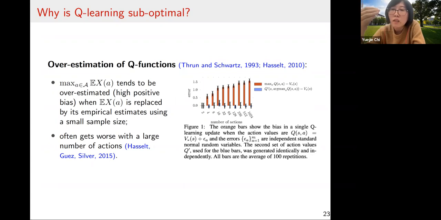So what they were doing is they essentially try to do something similar to the toy example I showed, but they do it with more actions. So instead of 2 actions, you can increase the number of actions to 4, 8, and so on and so forth. And you see the overestimation error, as shown in these red bars, essentially gets worse.